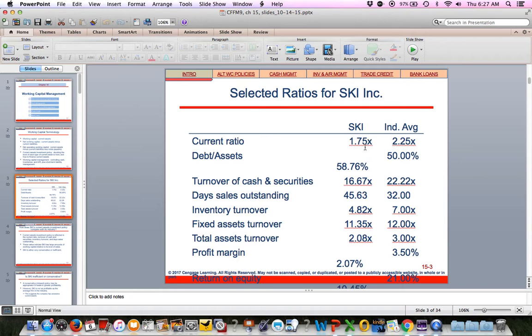The current ratio is lower than the industry. Debt to assets is higher than the industry. And turnover of cash and securities is lower. And days sales outstanding is higher. So those are some of the key ones to take a look at. Inventory turnover is lower also.